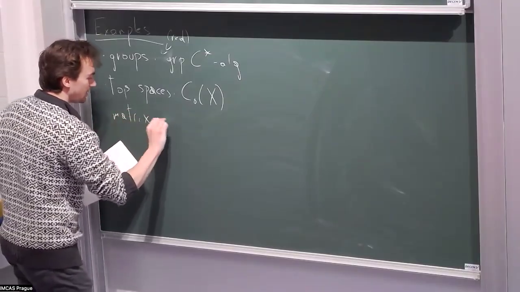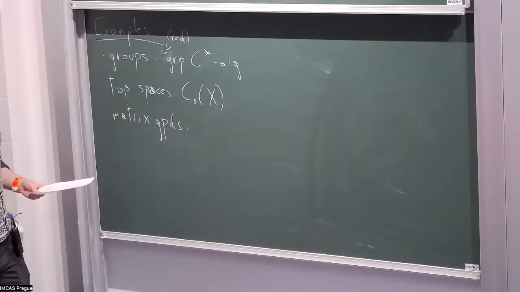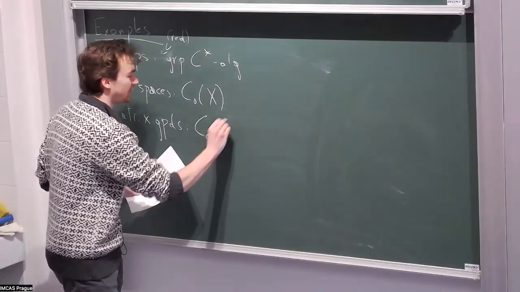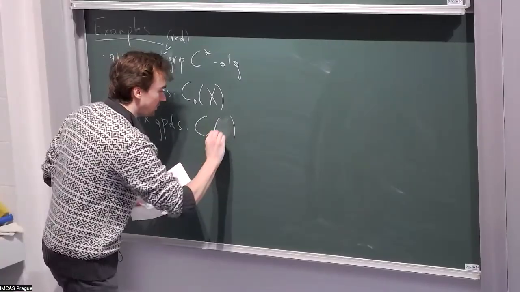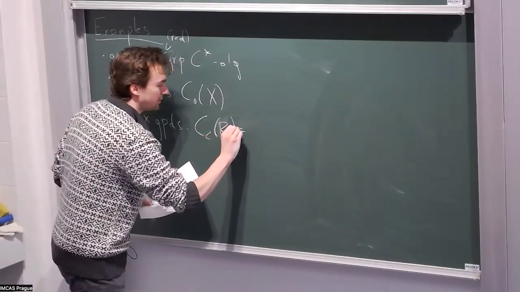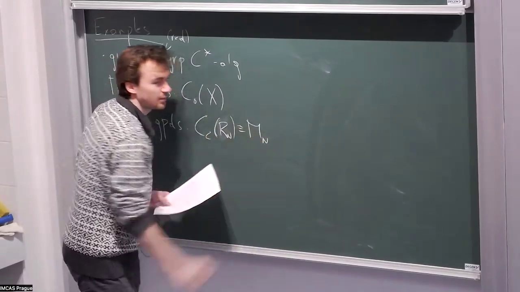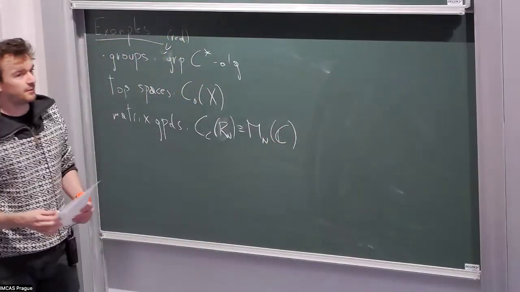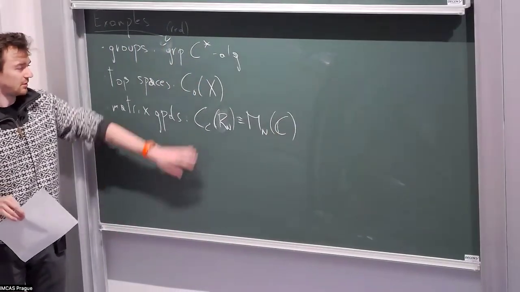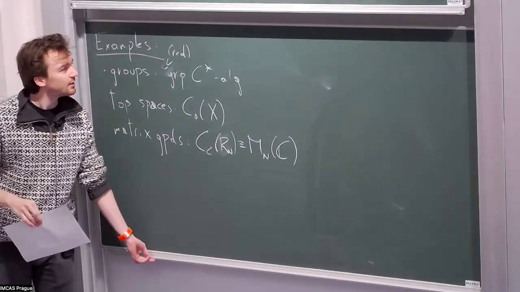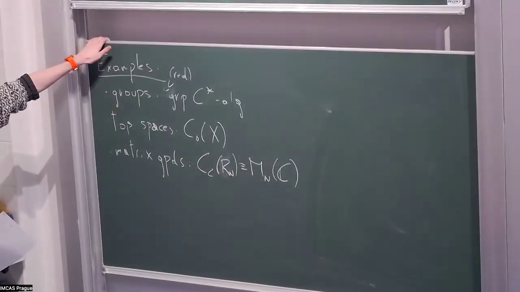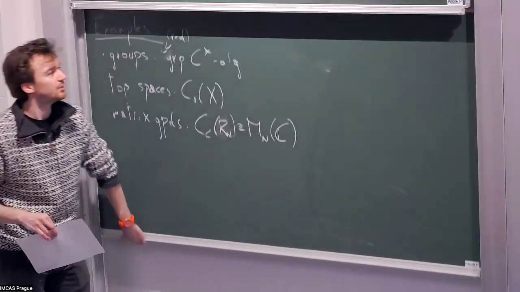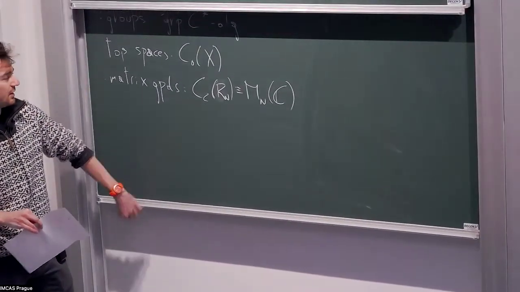the matrix groupoids, C_c of G, so C_c of R_n will already be equal to the n by n matrices, and therefore this is a lemma that you can prove on your own time, maybe. And then any completion will, this is already a C-star algebra, so regardless of which completion you take, you get just the n by n matrices.